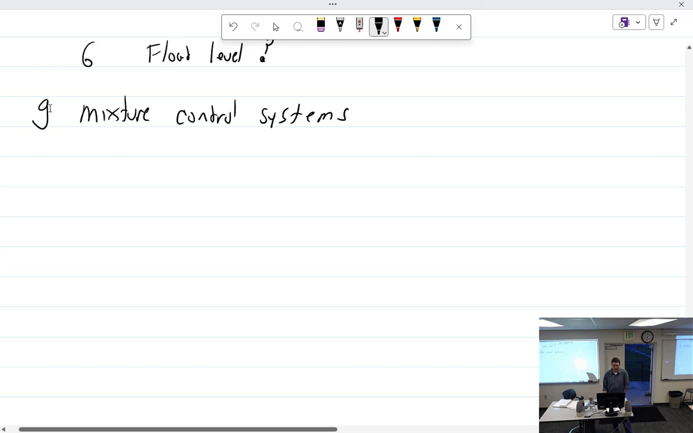Why do we put a mixture control system on an airplane? You can control the mixture. Why do you want to control the mixture? Because sometimes you want to be lean and sometimes you want to be rich. I still haven't heard the right answer. Lean it out at altitude. What happens if you don't?